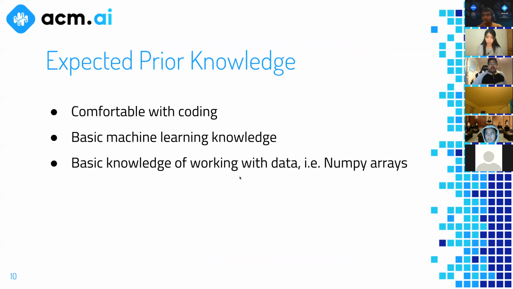All right, so moving on, expected prior knowledge. Hopefully you are all comfortable with coding, either through CS classes at UCLA or on your own. Have some basic machine learning knowledge, either from beginner track or from your own experiences. And have some basic knowledge working with data, like NumPy arrays or pandas data frames, things like that. So just general working with data in a programming language. If not, don't worry too much about it, but it might be a little hard to keep up at times. There's always a beginner track as well if you want to start from the basics, but hopefully everyone has this type of foundation or something close to it.